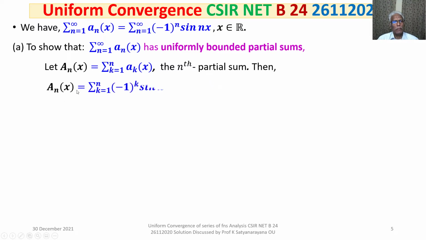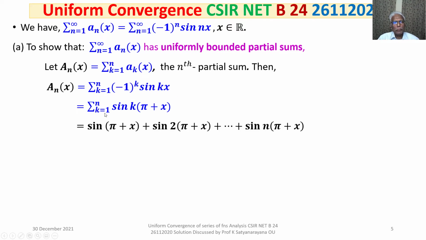Then A_n(x) is equal to the sum from k equals 1 to n of (-1)^k sin kx. Now this (-1)^k sin kx can be written as sin k(π + x). You can see sin(kπ + kx) is the same as (-1)^k sin kx.